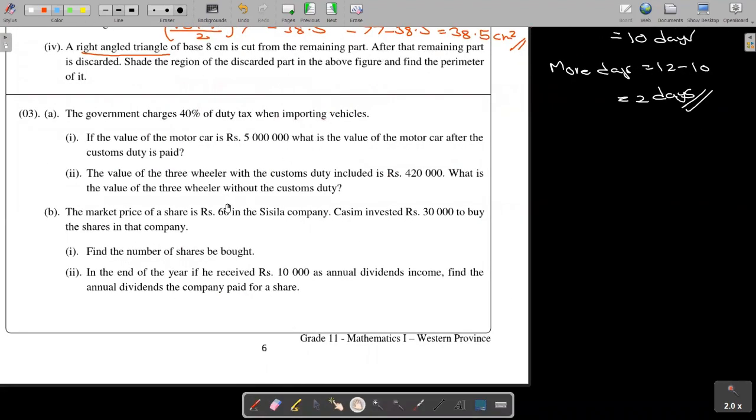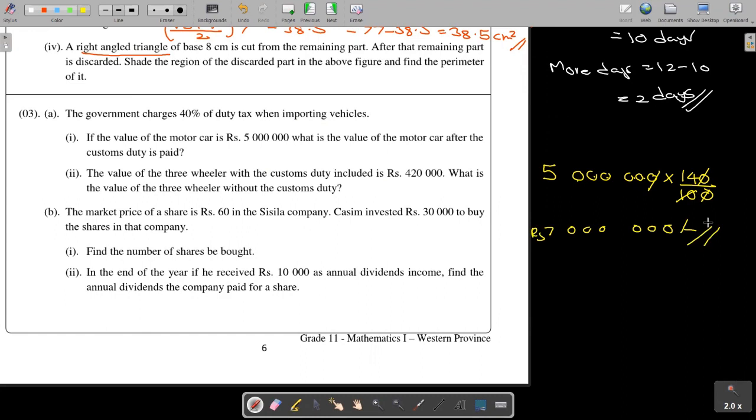So 40% for import vehicles. So 40. This is the amount value of a car. So if the value of the car is 100, it will become 140 with the duty. So what is it for this amount? That's the only thing. 0 to 0, 0 to 0. Then 1, 2, 3, 4, 5. 1, 2, 3, 4, 5. 14 into 5, 70. This, right.